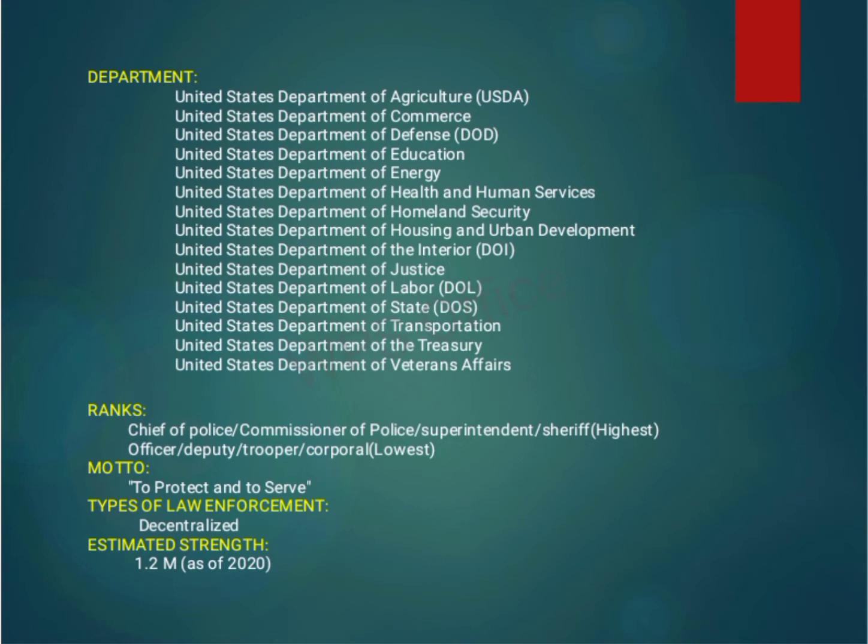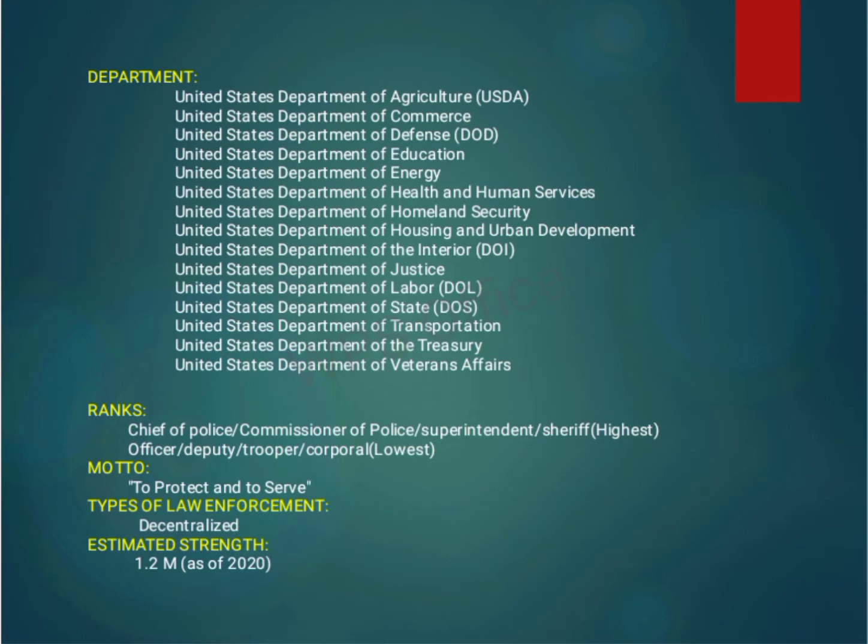So, let's go to the ranks in the USA. The USA has two ranks, the highest rank and the lowest rank. In the highest rank, they are called Chief of Police, Commissioner of Police, Superintendent and Sheriff. In the lowest rank, they are called Officer, Deputy, Trooper, and Corporal. And the motto of the police agency of the USA is to protect and to serve.